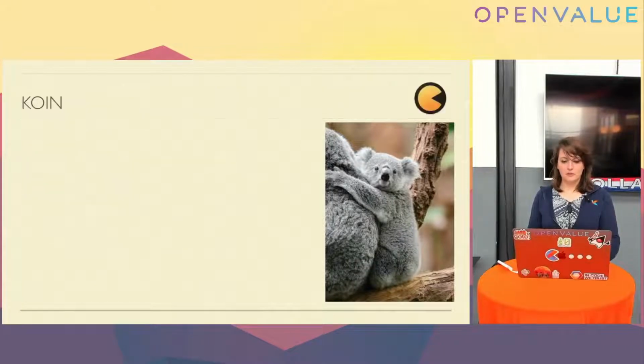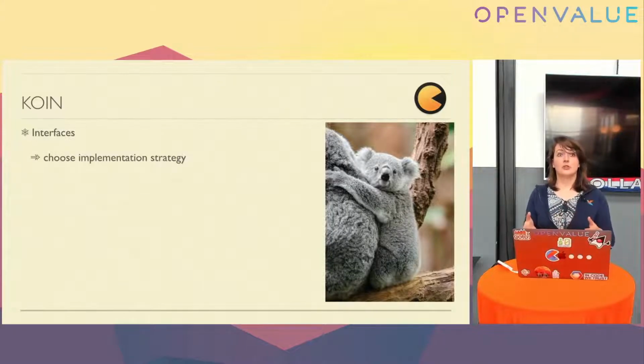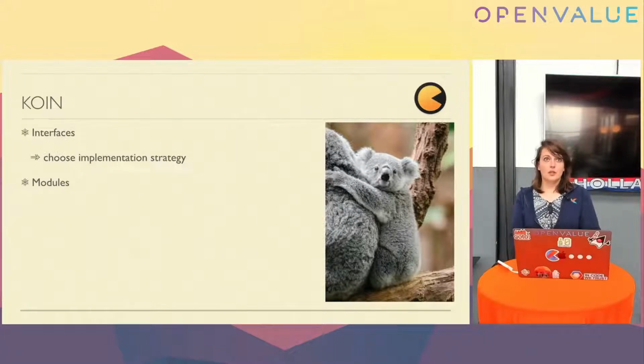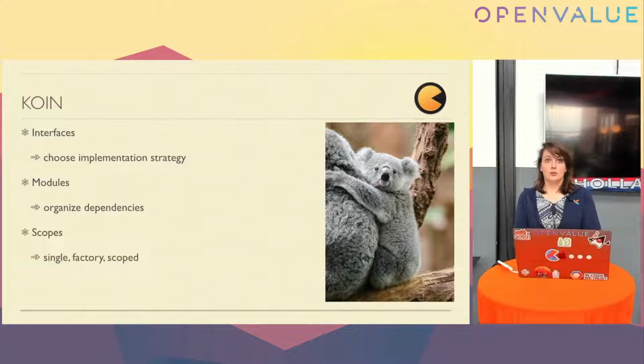Then let's have a look at Koin. Koin is written, as I said, in Kotlin. It uses interfaces, which enables you to choose your implementation strategy, which implementation of your bean you want to use, of course. You can organize your beans in modules, which also means that you can change the implementation of your bean depending on the module wherein you're declaring it. So that's pretty powerful. And of course it knows the scopes that we are used to when working with dependency injection, such as single, factory, or scoped.